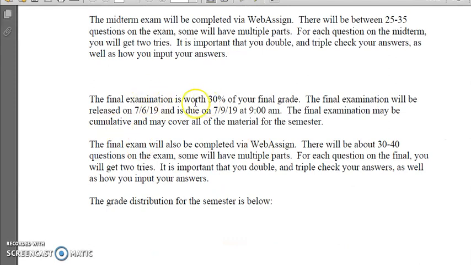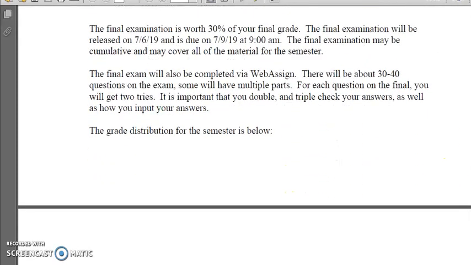The final exam is worth 30% of your grade. I'm releasing it on 7/6/19 at 9 a.m. and it's due on 7/9/19 at 9 a.m. The final exam will in part be a little cumulative. There'll be a few questions re-asked from the midterm, but it's mostly going to be on the second half of the semester. Again, you get 2 tries for each question on that.